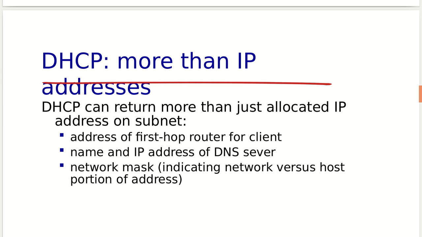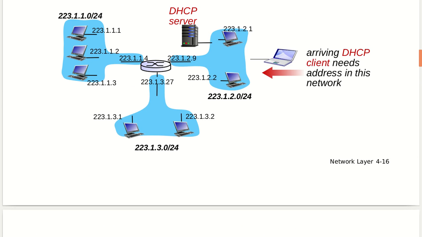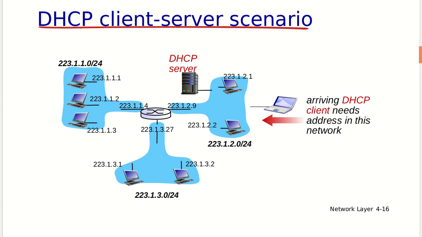And finally, the network mask, indicating the network versus the host portion of the address. By network mask, we basically mean that once we give out the IP address, we need to mention that we are using /24 as the subnet mask. So the network address for this network that you are connecting to is 223.1.2.0/24. It basically means the first 24 bits are for the network, and the last 8 bits are used to identify the host.